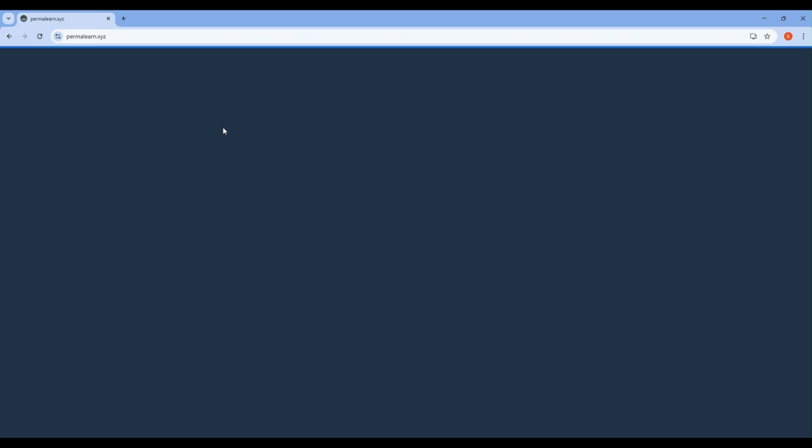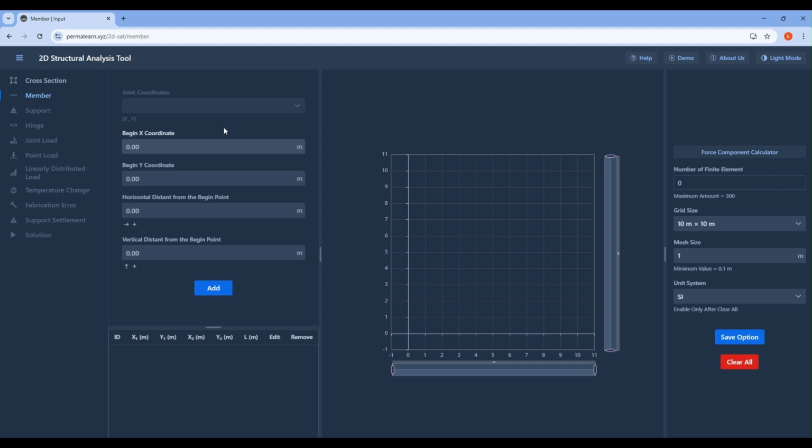After you click this first link, you will see this display, which is separated into three important parts. The last part shows all the functions that are available in order to determine the support reaction, the normal, shear, bending moment, reverse bending moment, and also the deflection diagram. And this middle part shows the grid where your structural member will be displayed. And this right part is the setting where you can change the grid size, the mesh size, and also the unit system.